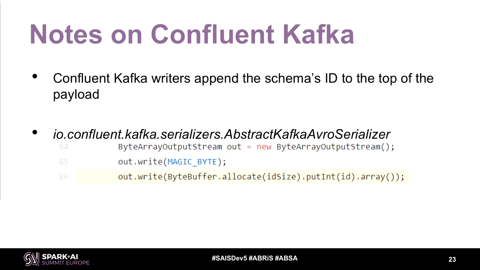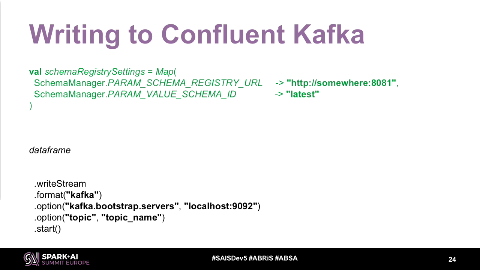Now, a word about Confluent's platform, which we use inside our organization. In order to make the Avro records self-describing in a way, instead of appending the schema to every record, what Confluent does is it appends the ID to the top of the payload. So this is where it is. On line 86, you can find it happening. And this makes it incompatible with regular Avro deserialization that comes from the standard Avro libraries. So we handle this as well.